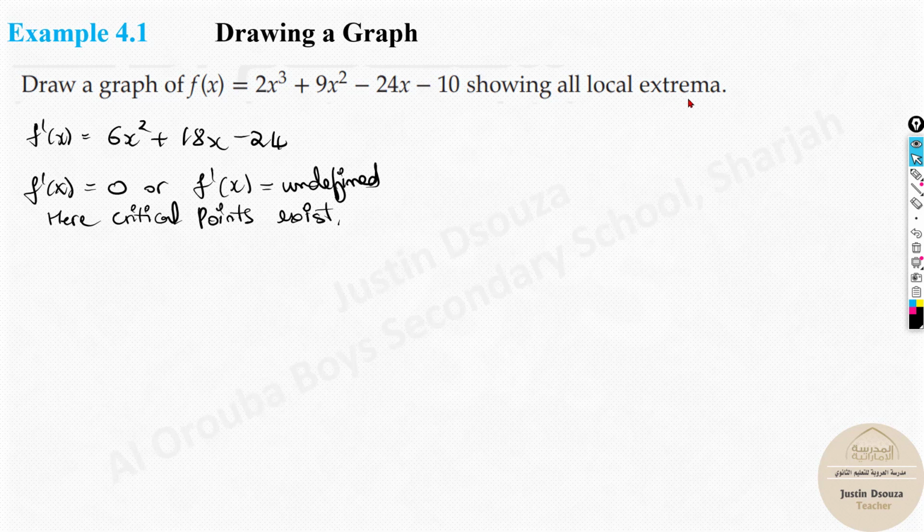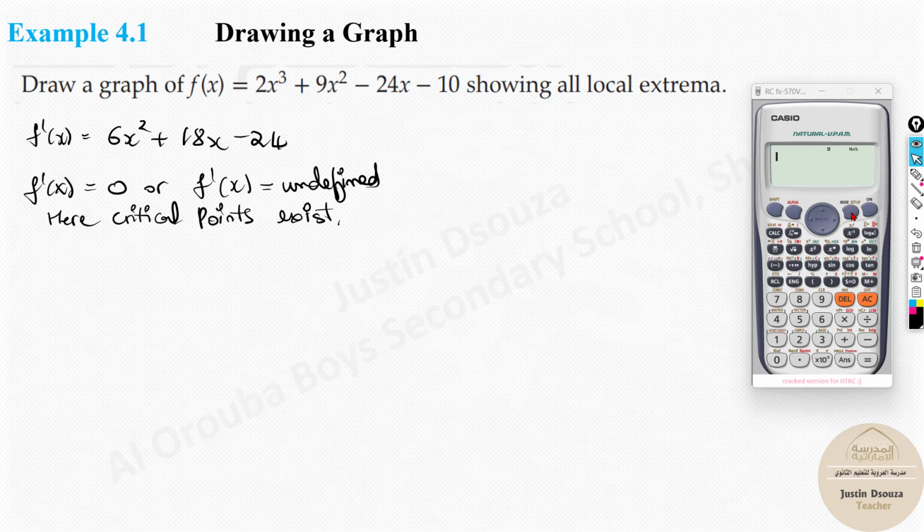Now let's take out our calculators. All you need to do is press mode, then equation, and this is quadratic, so mode 3. Now, what is the first term? The coefficient of x squared is 6. Then we have 18, and lastly, the constant term is minus 24. The x values are 1 and minus 4.